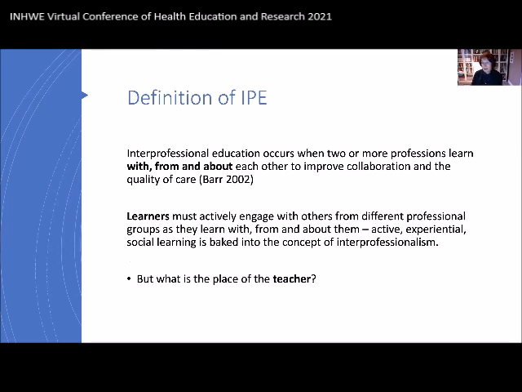To begin with, I expect this is a slide that's been shown a lot during this conference, the definition of interprofessional education. But I would like us to look at it from the teacher's perspective. Interprofessional education requires two or more professions to learn with, from, and about each other. That requires quite skillful education management and educational insights. This is because obviously active experiential social learning is baked into that concept. You can't learn with, from, and about each other unless you are learning as equal adults in an active setting. But what we ask is the place of the teacher and the teaching team.